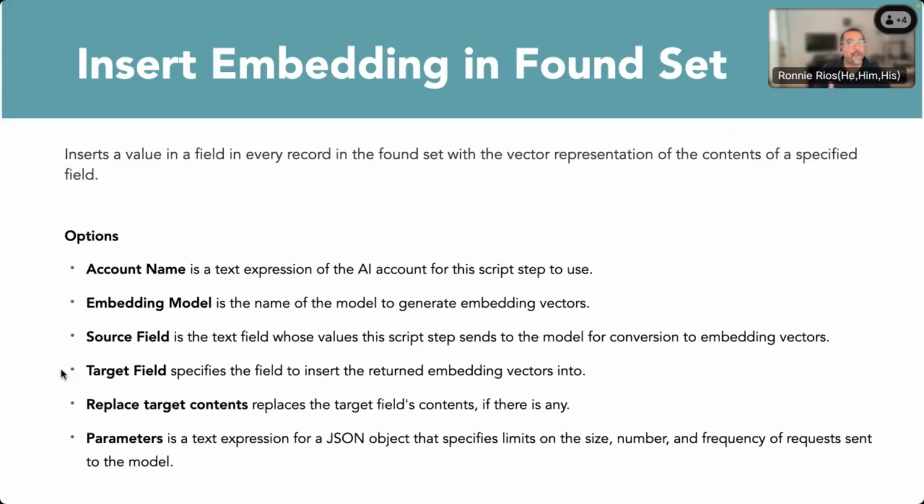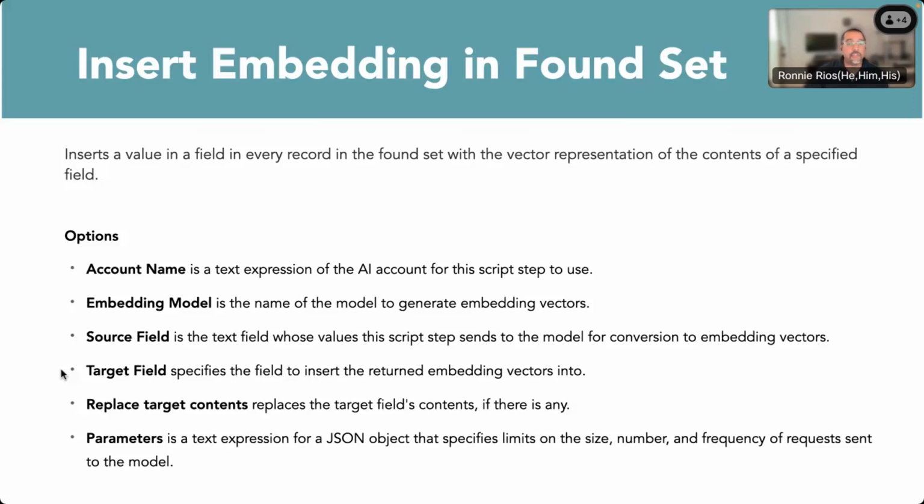Now, you could just create a loop with the previous script, but we thought this is an operation people are going to be doing many times. So we thought it'd be better to create a script step that will eliminate the loop for you. So FileMaker does the loop for you. This script step does exactly what the previous one does, but does it for an entire found set.